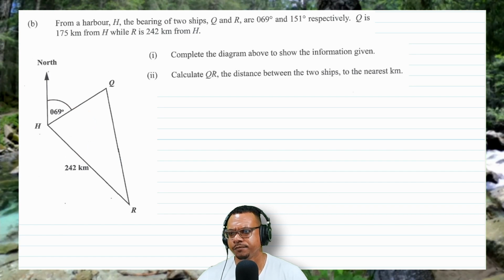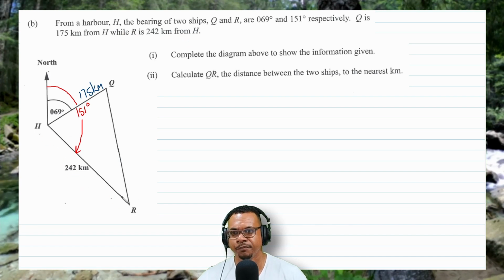So let's just put that in. So from here to here is the 151. So just remember, bearings are always taken in a clockwise direction from the north line. And we are taking the bearings from H. So that's why the north line is on H and going in a clockwise direction like this. Now we're saying that Q is 175 kilometers from H. So Q to H is 175 kilometers. While R is 242 kilometers from H. So we have R is 242 kilometers from H.